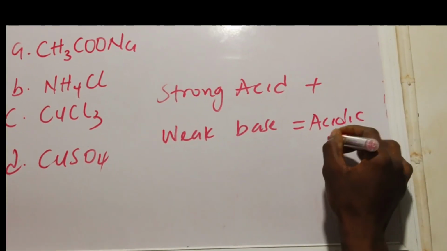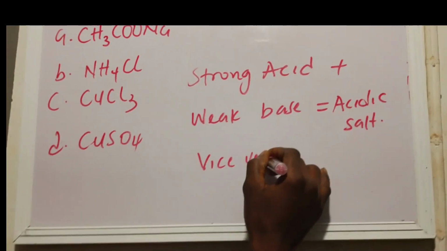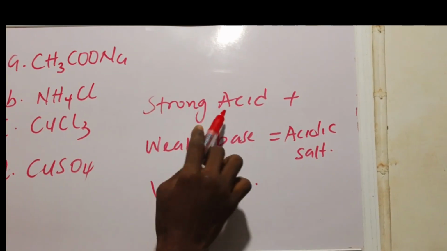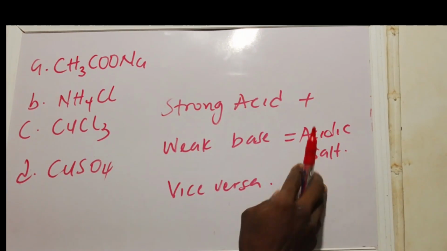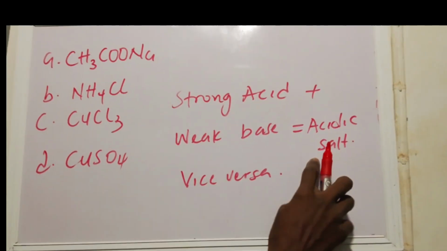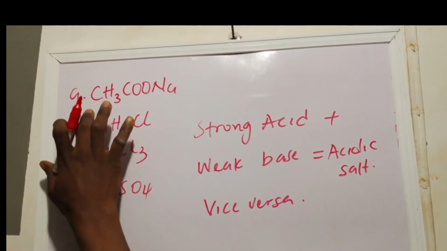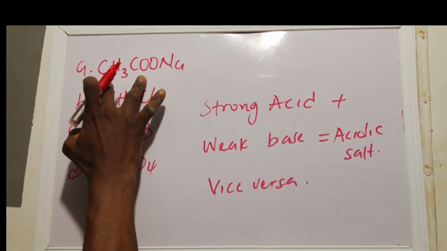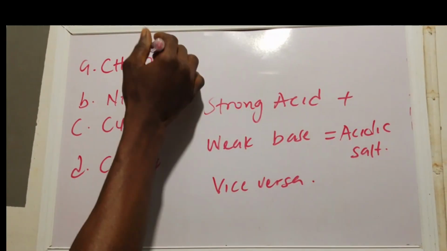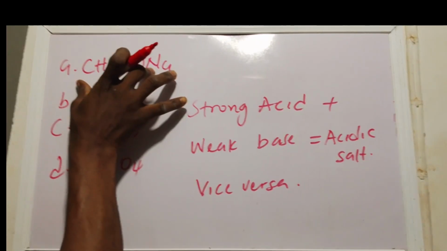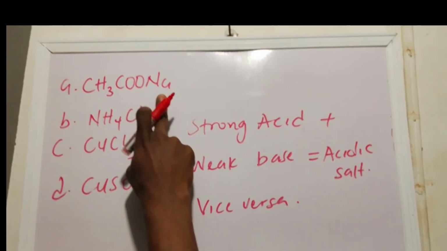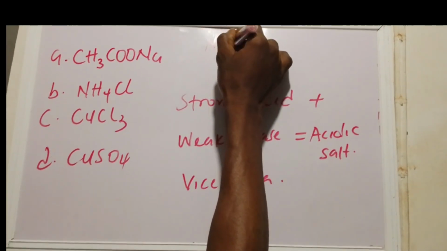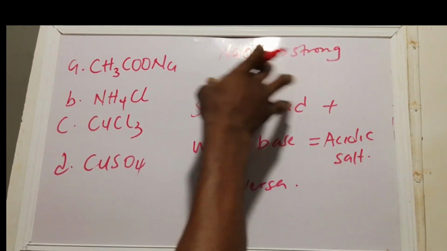Whenever you react a strong acid and a weak base together, you are going to get an acidic salt. And whenever you react a weak acid and a strong base, you are going to get a basic salt. Because the reaction will not undergo complete neutralization, the stronger one will have more influence on the product. So in this case, option A will be basic because sodium hydroxide is a strong base and ethanoic acid is a weak acid. The product will be basic, because the ethanoic acid will not completely neutralize the sodium hydroxide.